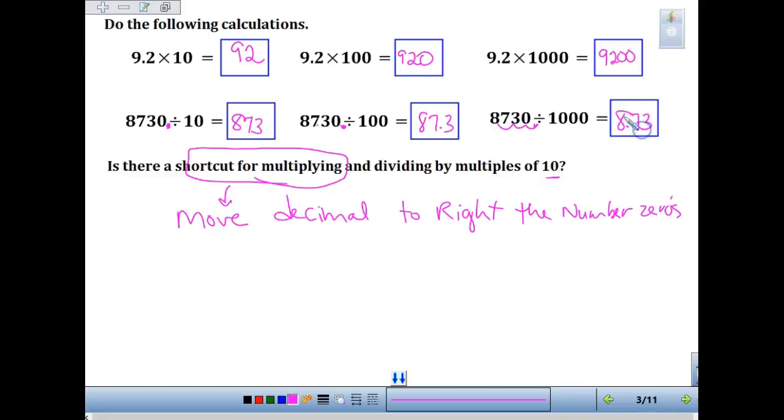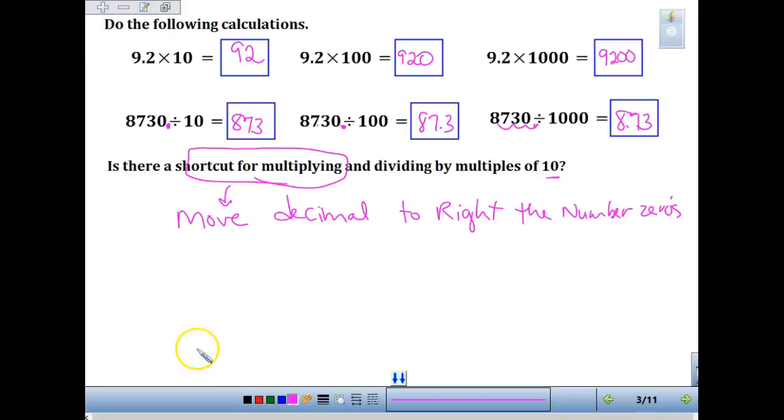8.73. Now usually we don't put the zeros behind, and I will not have you write those zeros behind also. We're going to leave it like that. So we just said the shortcut for multiplying by powers of 10 or multiples of 10 was simply to move the decimal to the right.